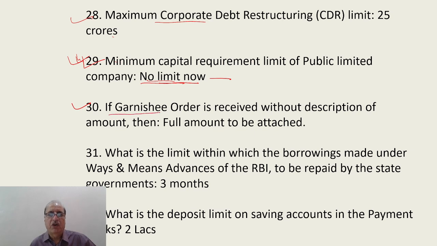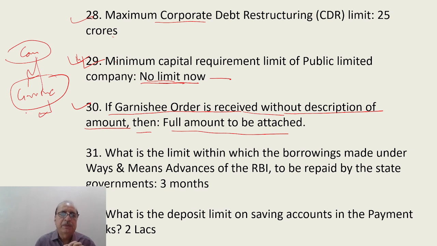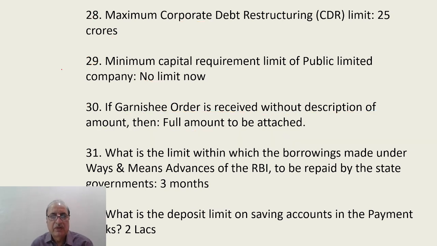Question number 30. If a garnishee order is received without description of amount, then the full amount is to be attached. What is a garnishee order? Very important. A garnishee order is issued by the civil court, directing the garnishee. Who is the garnishee? Garnishee is always a bank. It instructs the bank to attach the account of their customer, who is known as the judgment debtor, and pay this amount to the judgment creditor or to the court as per direction. So this is what is called a garnishee order. If it is received without description of amount, then the full amount is to be attached.